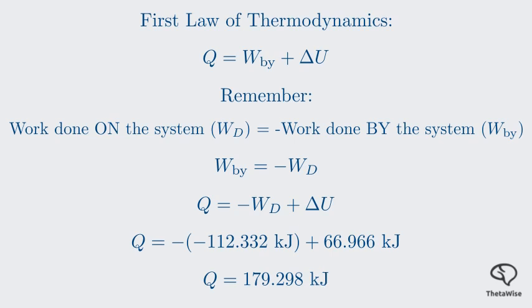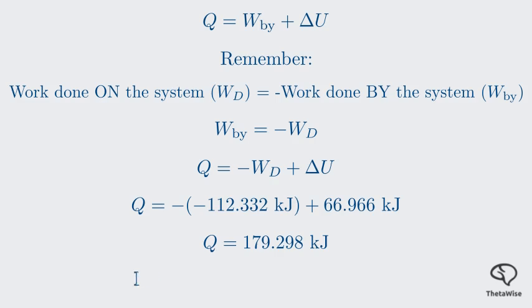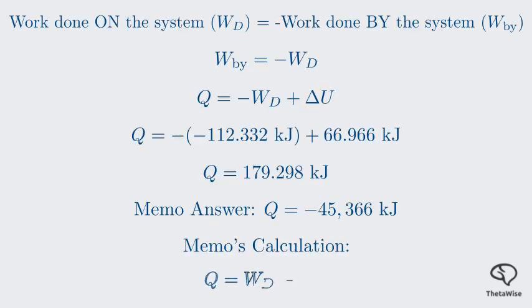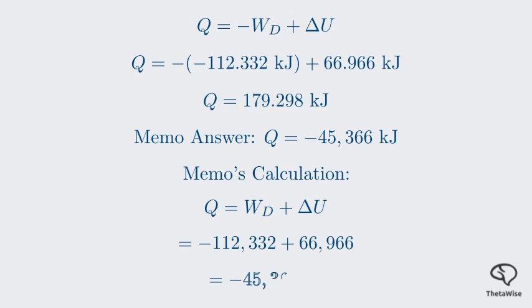However, let's look at the memo's answer for this part. It shows Q equals negative 45,366 kilojoules. The memo gives an answer of negative 45,366 kilojoules. This is a significant discrepancy. Let's trace back where the memo's answer comes from to identify the error. If you look at the memo's calculation, it uses the formula Q equals W sub D plus delta U and directly substitutes the negative value of W sub D.